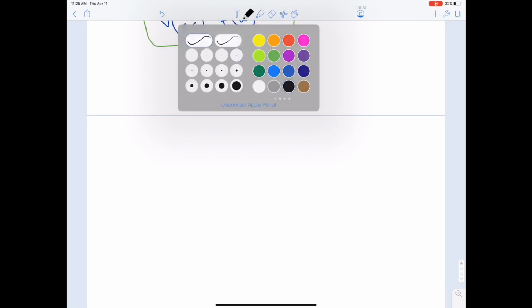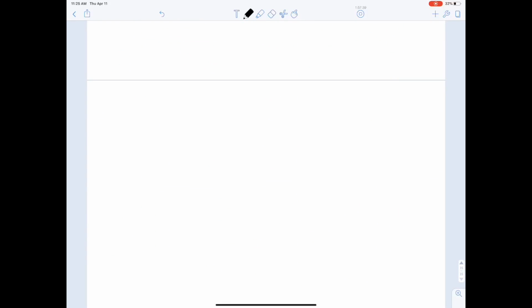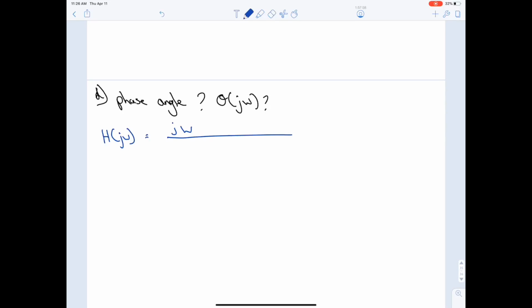Actually, it has to be part D, right? Yes, part D, the phase angle, which is theta. Now theta is found from the transfer function again, H of j omega, and it was j omega over j omega plus 1 over RC.